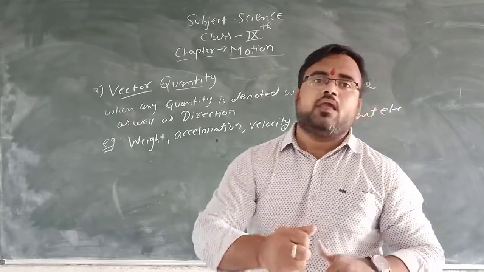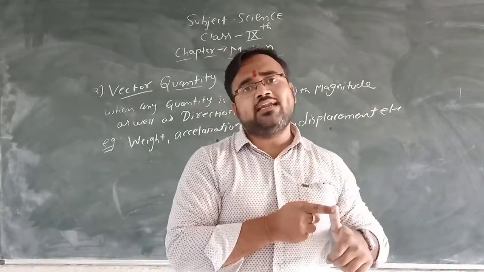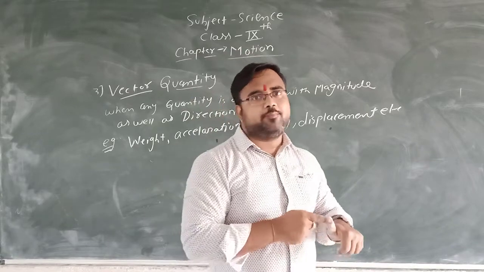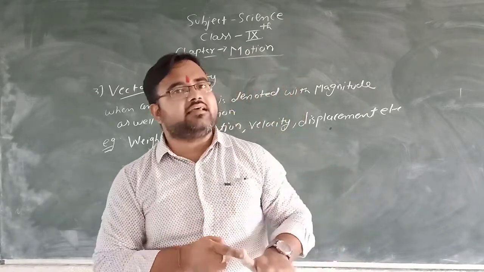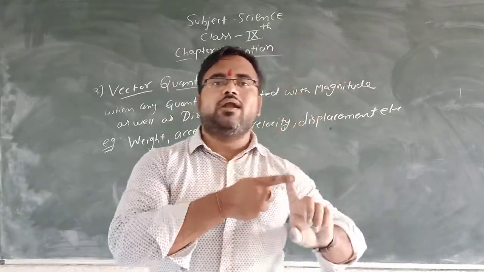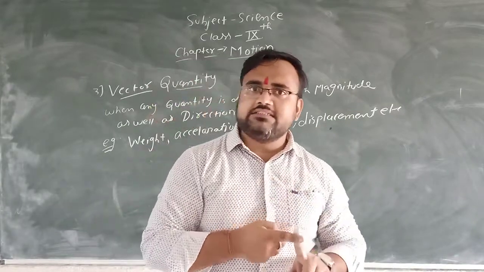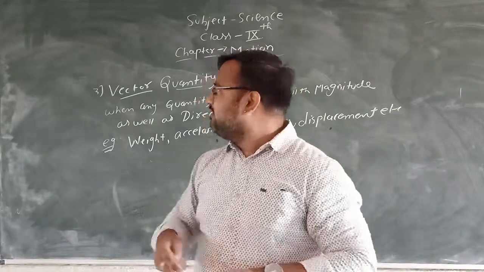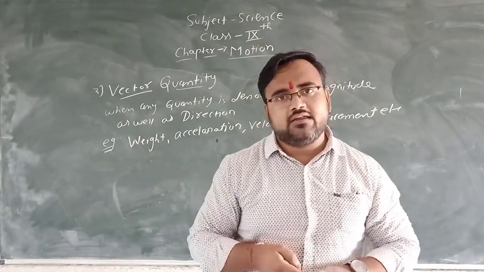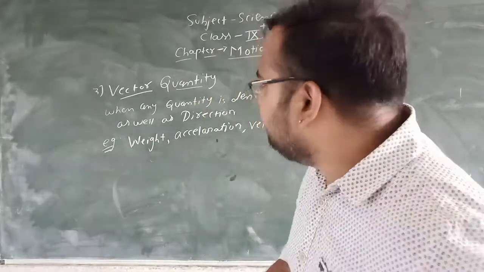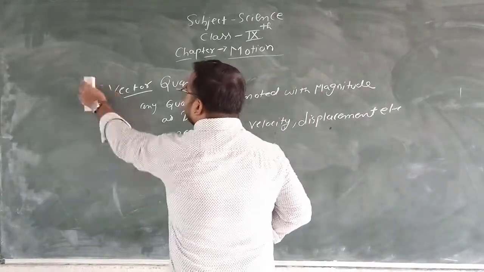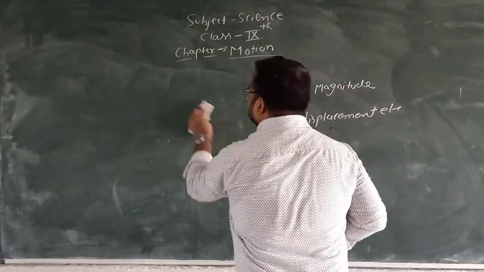So we can understand the quantities which are denoted only by numbers or magnitude are known as scalar quantities. The quantities which are denoted with the help of number as well as direction are known as vector quantities. Clear? Then the next concept is distance.